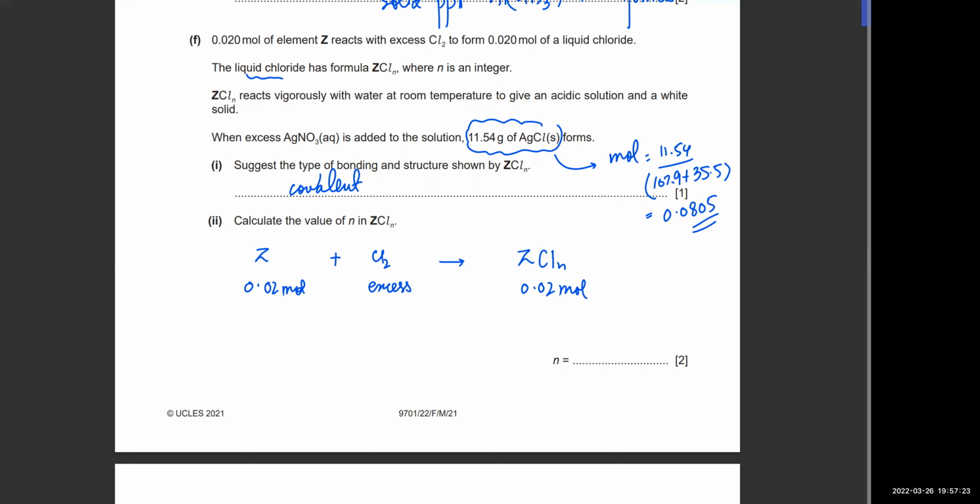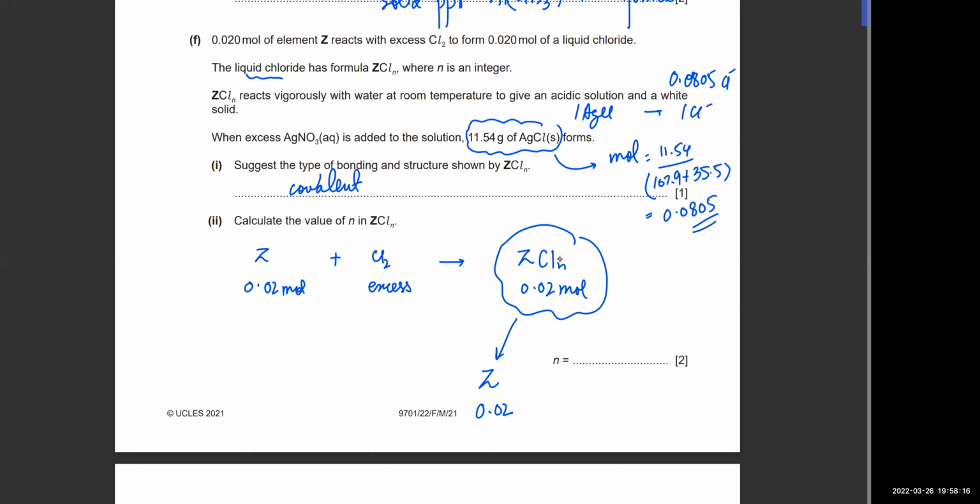So if you have this many moles of AgCl, how many moles of Cl ions do you have? It's going to be the same, right? Because how many Cl ions are in one AgCl? One Cl ion. So if there are 10 AgCl, there will be 10 Cl ions. So I have 0.0805 moles of Cl ions in this solution. So when I mix ZCln in water, I know how many Z ions are produced: 0.02, because its number is given.